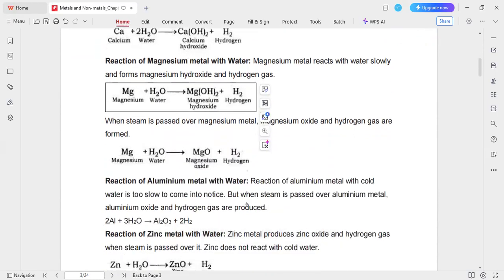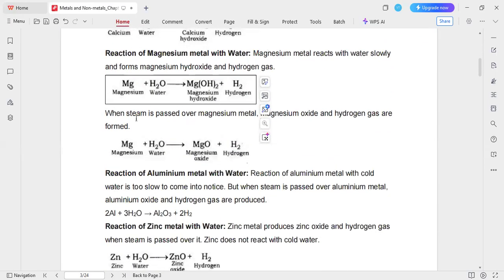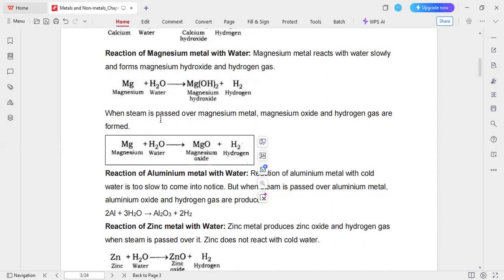What happens, children? They may ask you, what will happen when magnesium reacts with steam? It reacts with the steam and gives magnesium oxide plus hydrogen. In this case, hydroxide is not formed; with the steam, it forms magnesium oxide. You can read the statement, children. I am giving the explanations.